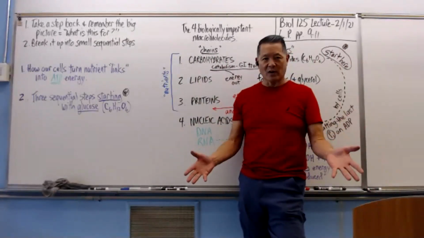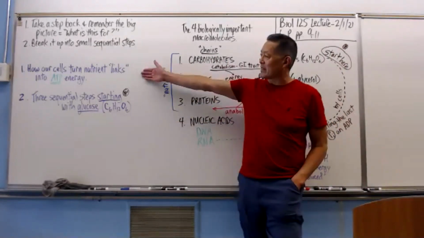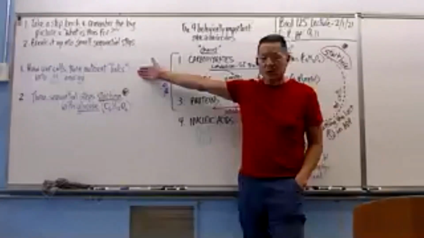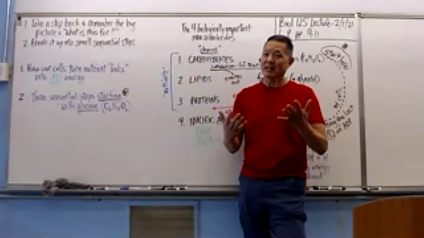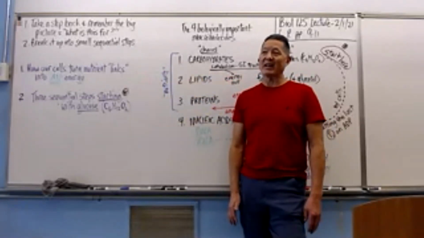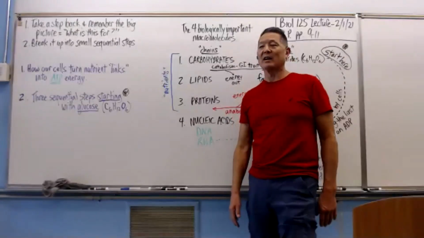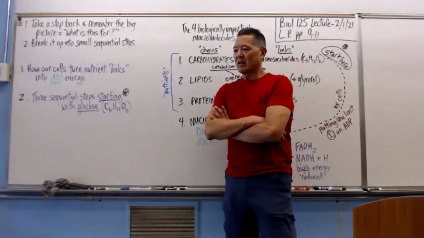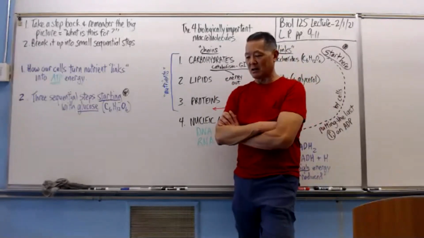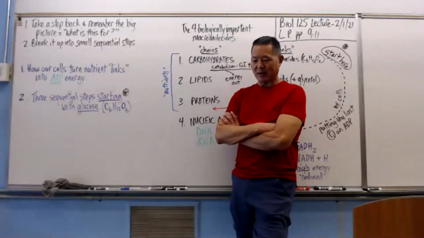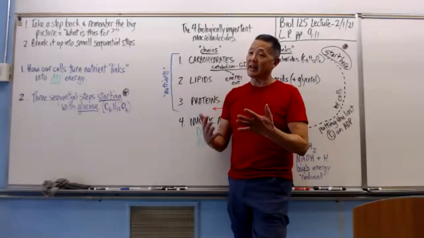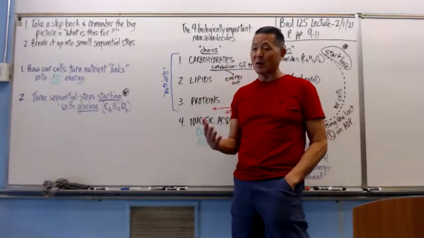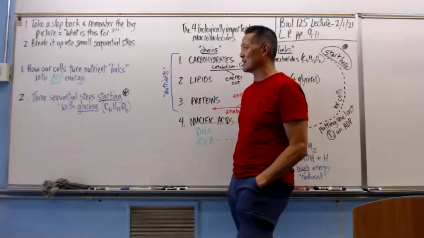What is this for? Well, in this case, this is about how our cells turn nutrient links into molecules of ATP, because that's the only type of energy your cell directly uses. When we say that glucose is the most primary form of energy used by the cell to make ATP, ATP is the only thing that the cell directly uses in its cell processes.